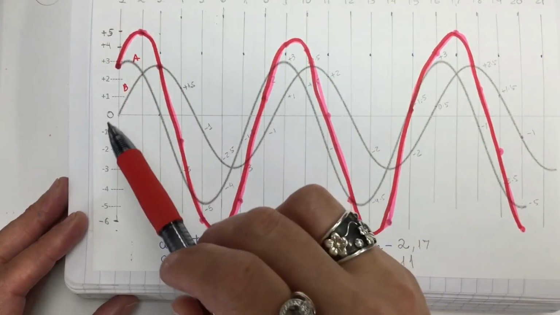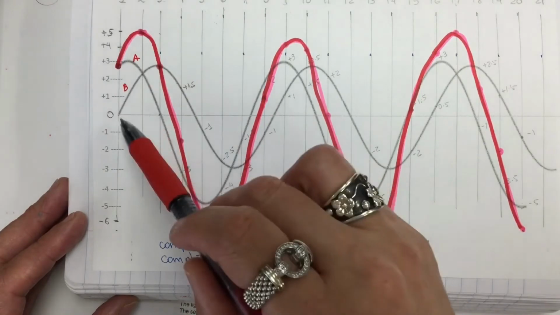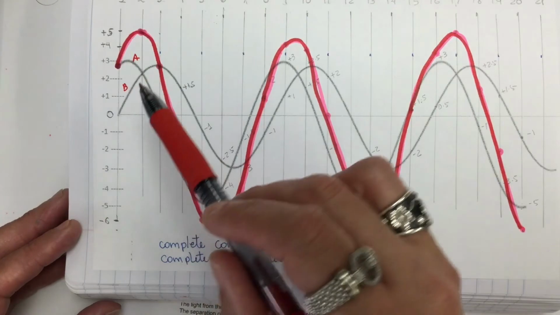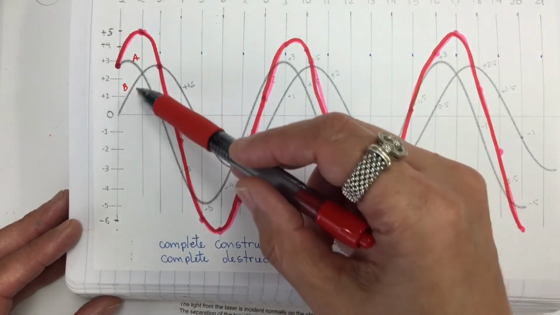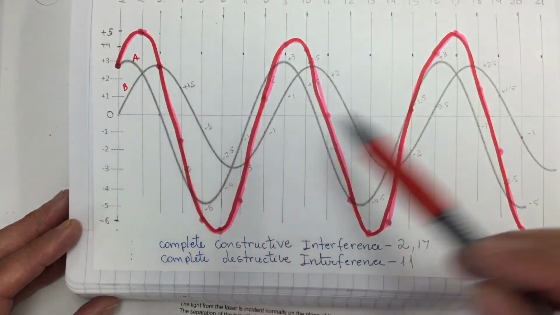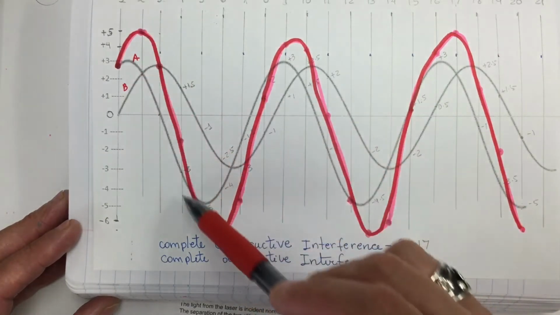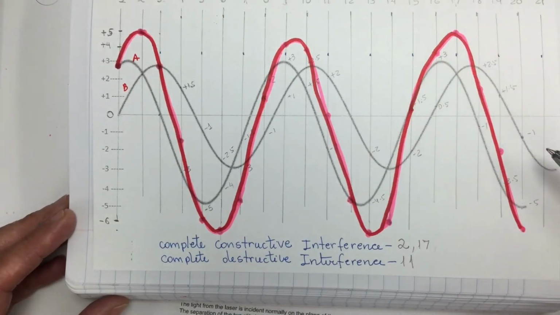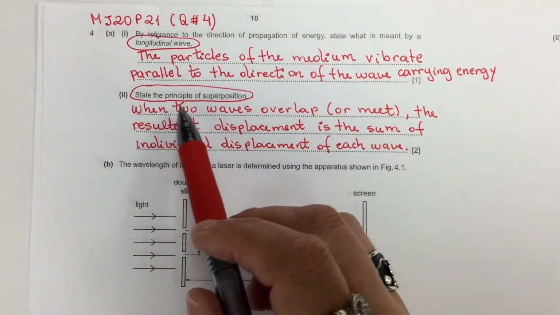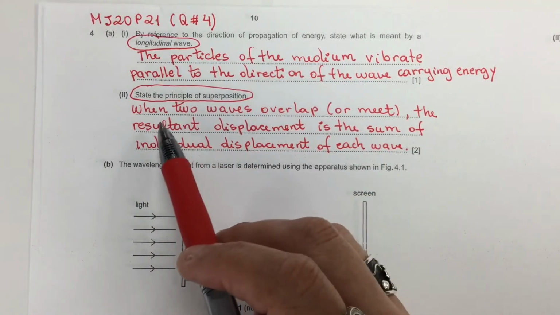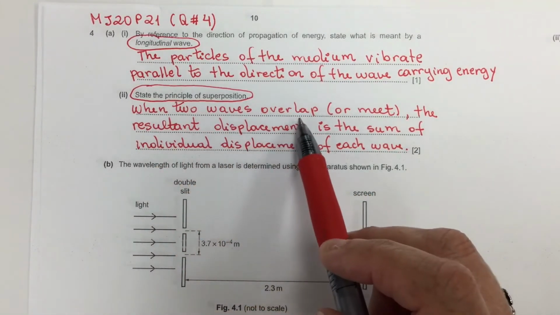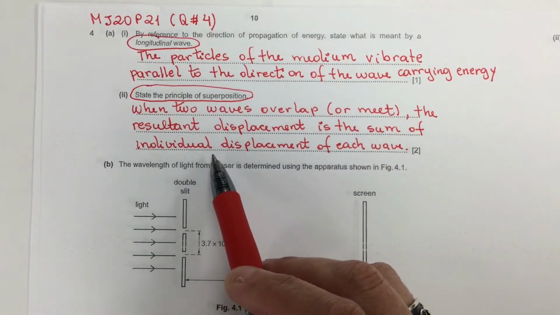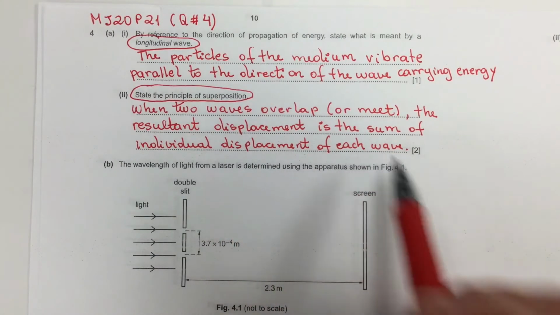Here we have two independent waves, wave A and wave B. They are traveling in the same medium at the same time. So when they meet, we can add the vertical displacement of each wave, and the resultant wave will be this red one. So that's the principle of superposition. To state the principle of superposition, we can say that when two waves overlap or meet, the resultant displacement is the sum of the individual displacements of each wave.